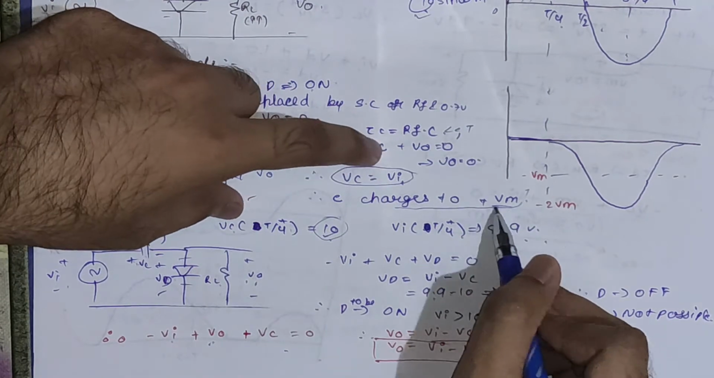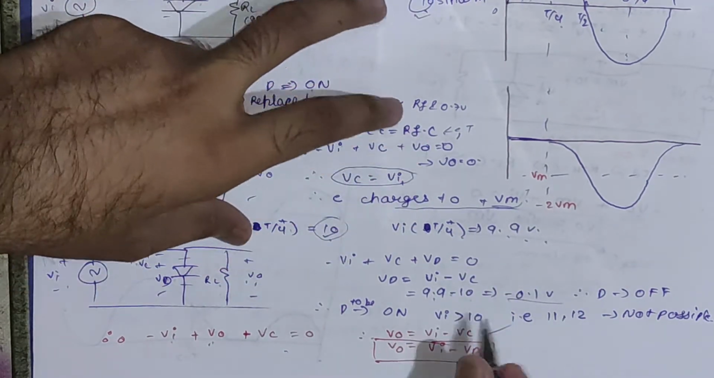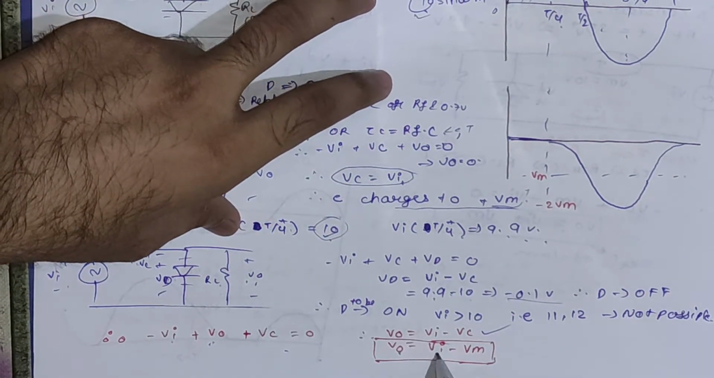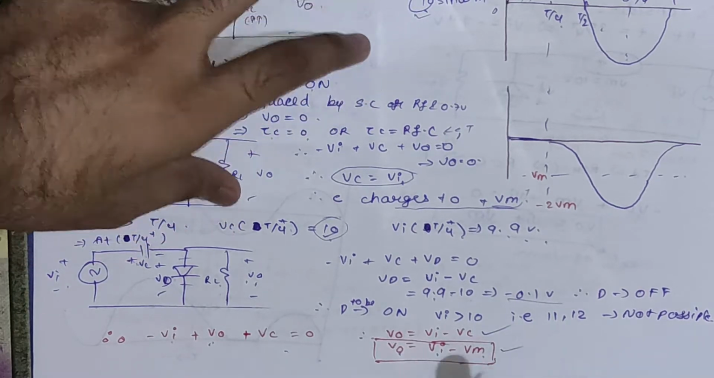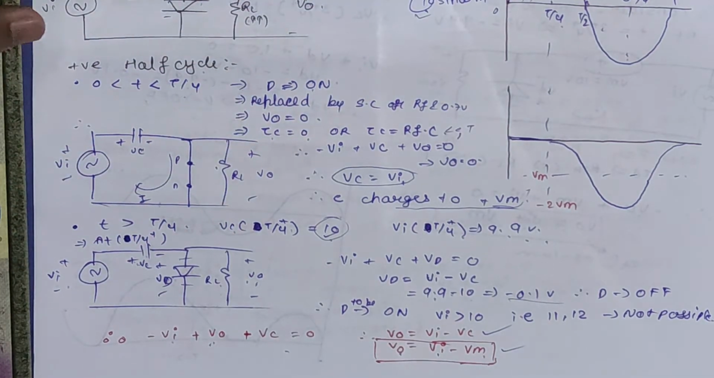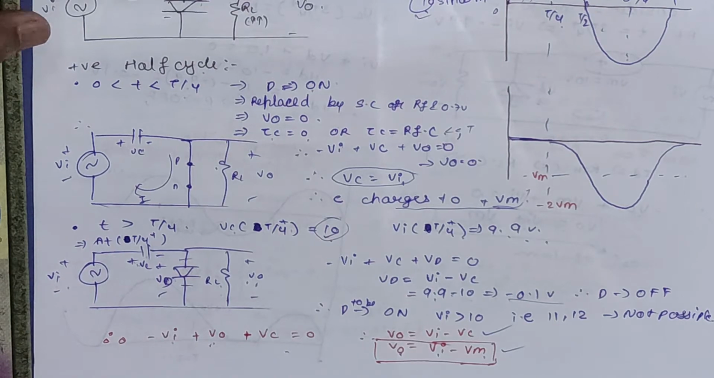Vc we know is nothing but Vm, so this is what I have replaced here. Vo will be equal to Vi minus Vm. This is the final output of the negative clamper. This is what we have seen in the basic discussion also.